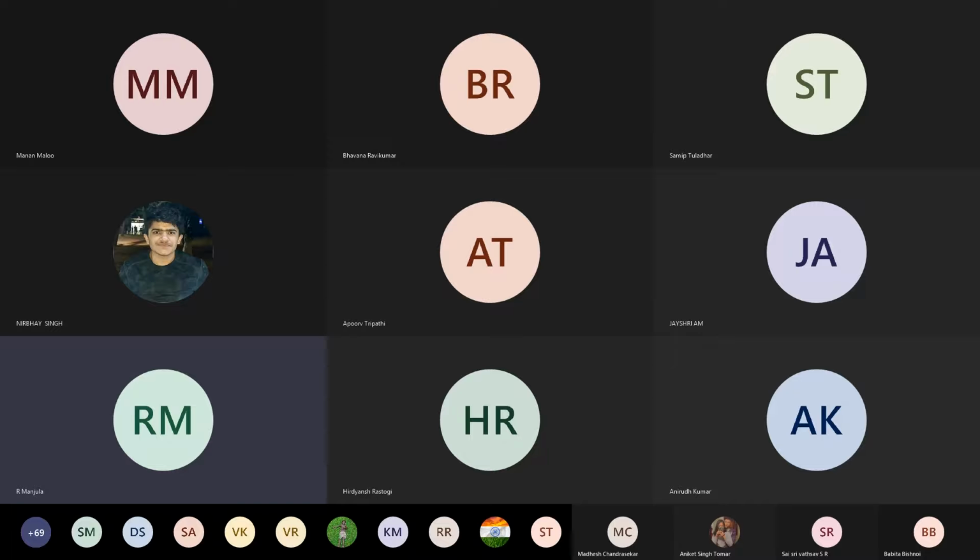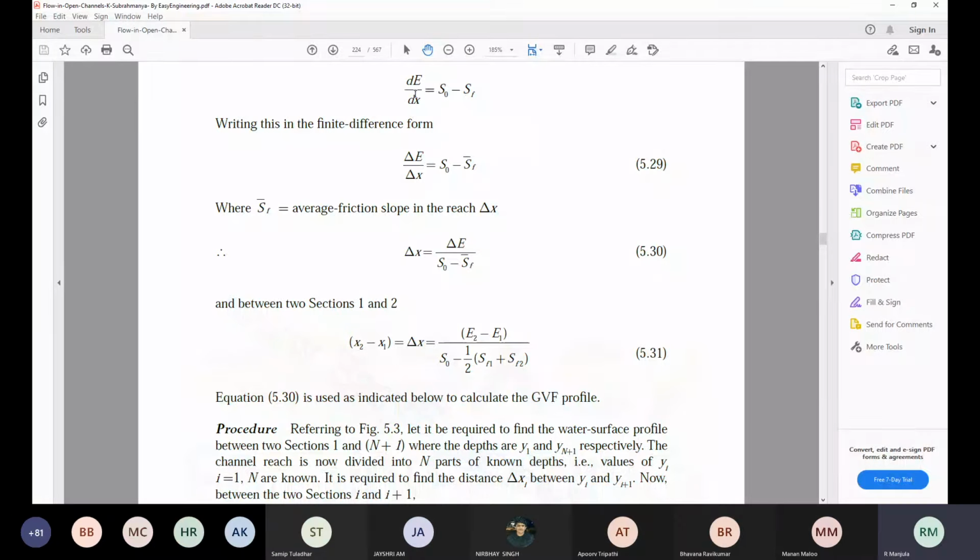This is the basic differential equation for gradually varying flow profile. If you want to express this in terms of finite difference, then delta E by delta X is equal to S naught minus SF bar. Since you are using finite difference, you will be considering two sections 1 and 2. SF bar is the average friction slope in the reach delta X, and delta X is the length along the reach. Hence delta X will be equal to delta E divided by S naught minus SF bar.